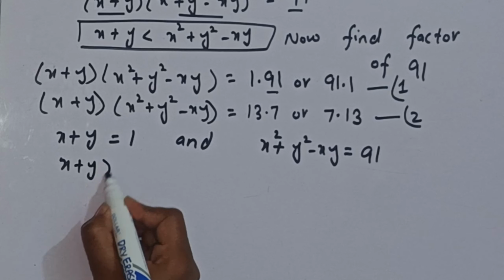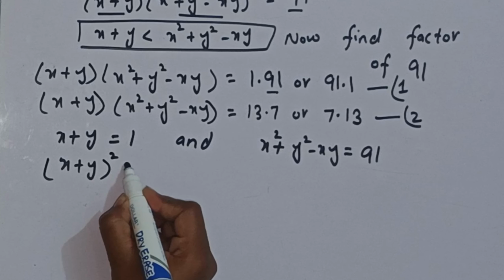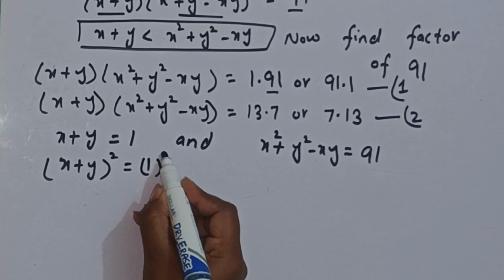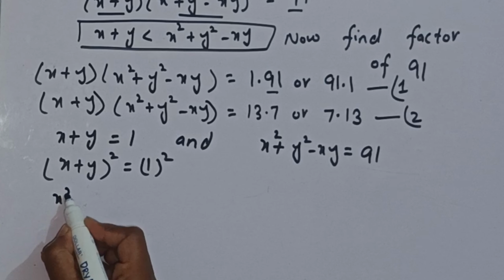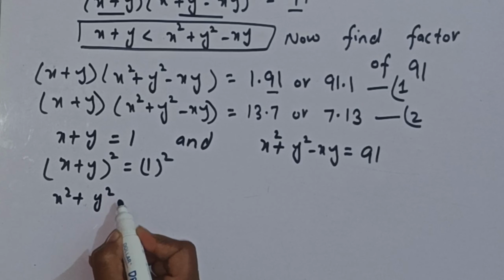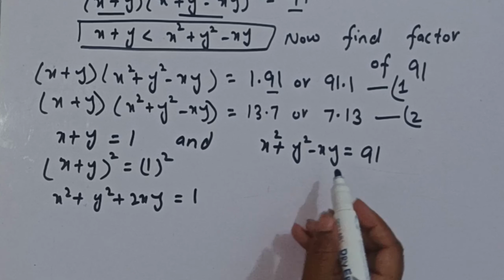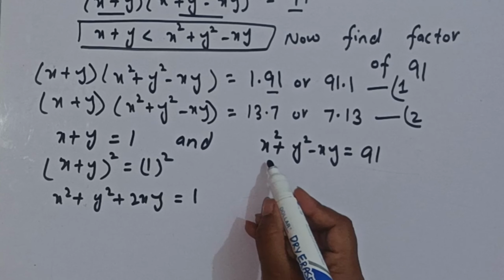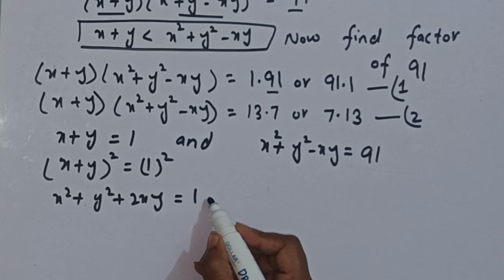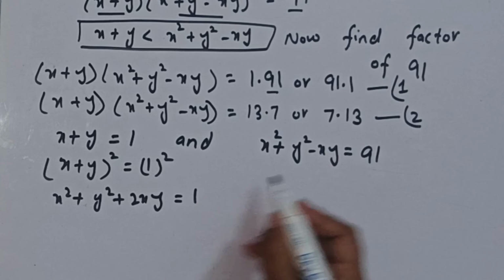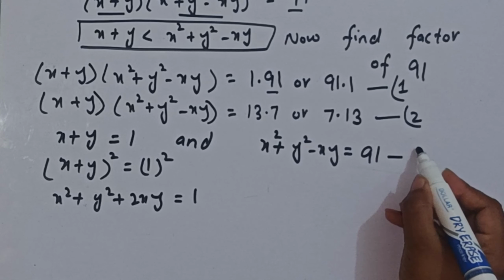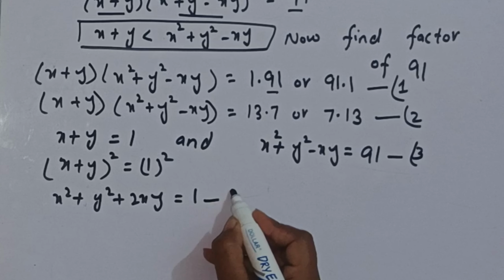Here we have x plus y equal to 1, so we take a square on both sides of this equation and we expand this left hand side, which is x square plus y square plus 2 times product of xy, and 1 square is just 1. Now look at this equation. This is our equation 3 and we call this our equation 4.